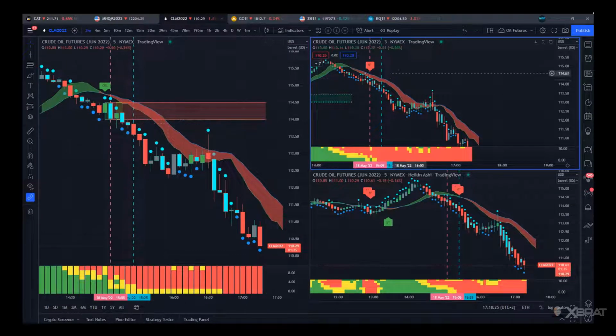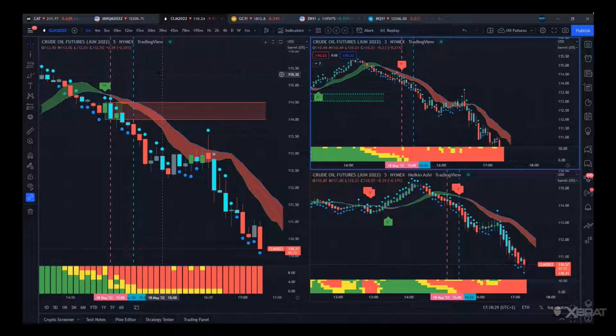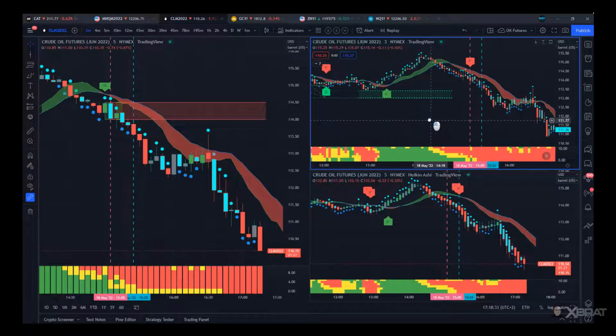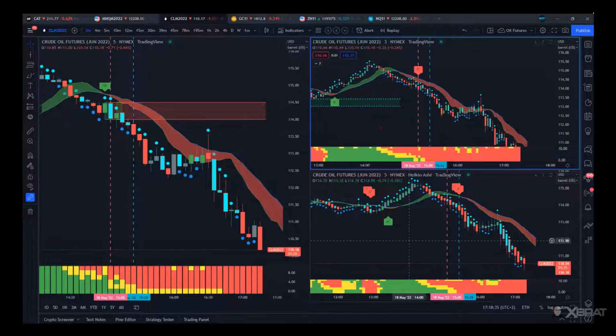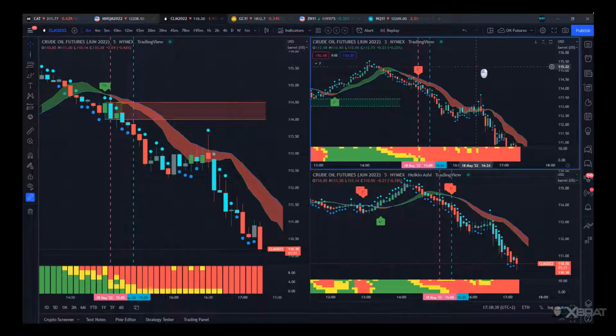So then when we look, this is my chart set layout. I've got the 5 minute for the opening range, I've got the 3 minute on the xBrat algo and harmonics, and then I've got the xBrat algo on the 5 minute here. So I'm going to talk about two.